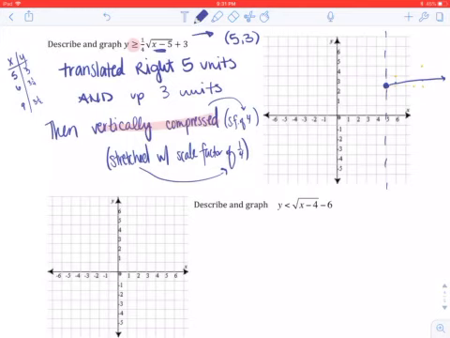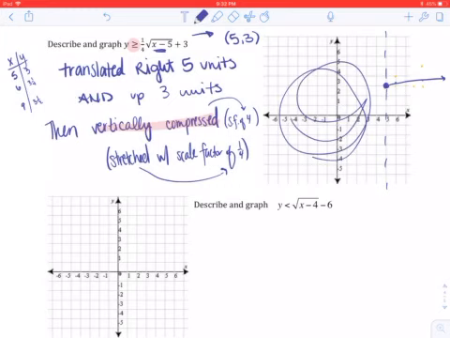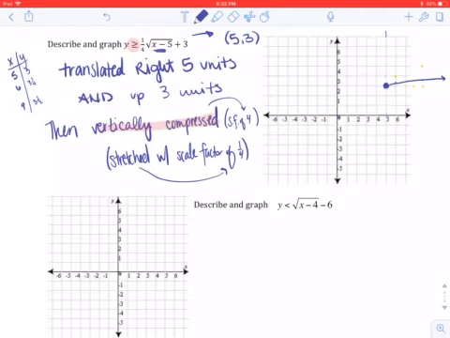I can only shade above or below my curve. I can't shade anything to the left of that. The function doesn't exist over here, so I can't draw it at all, and I can't shade it at all either. So my question is, do I shade above or below the curve?